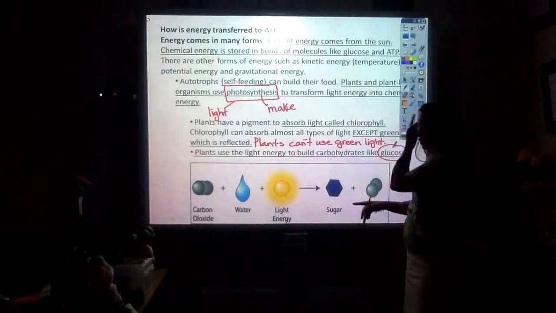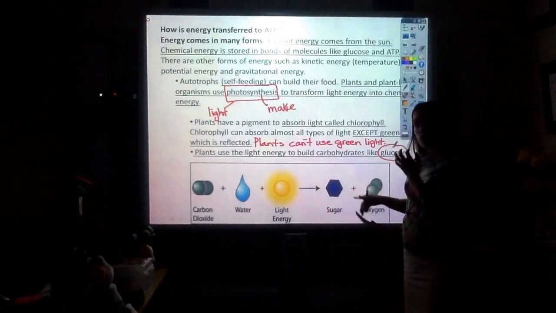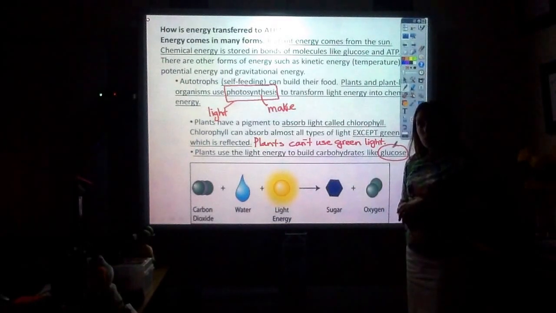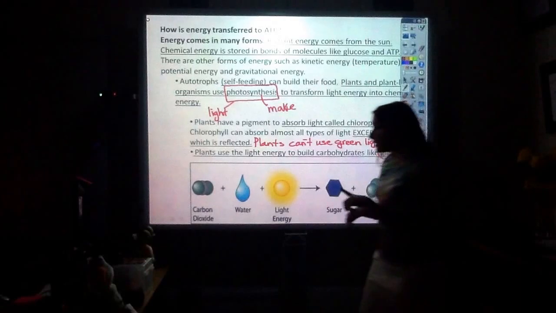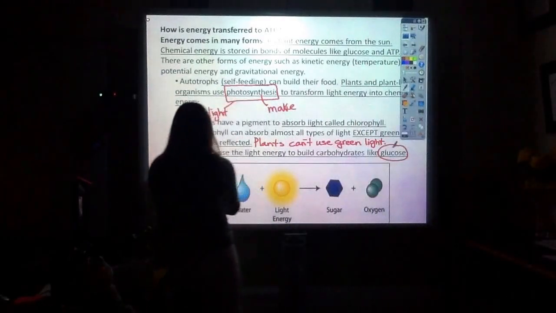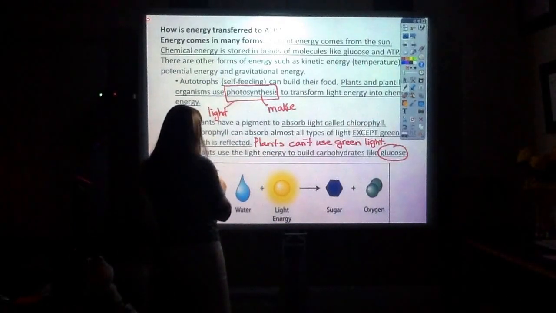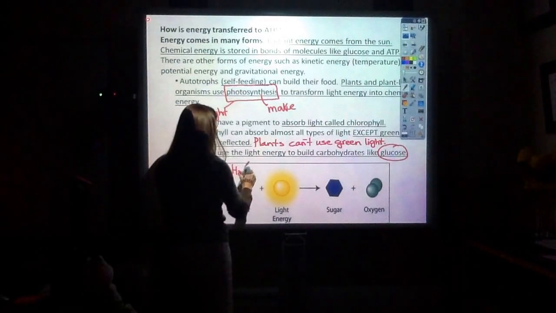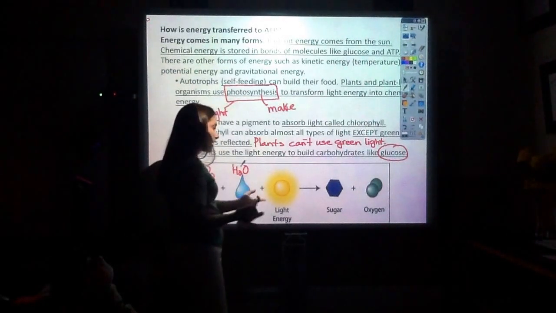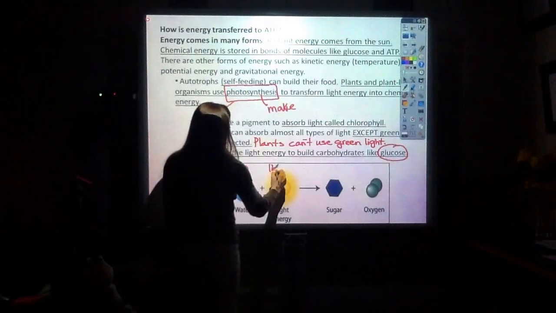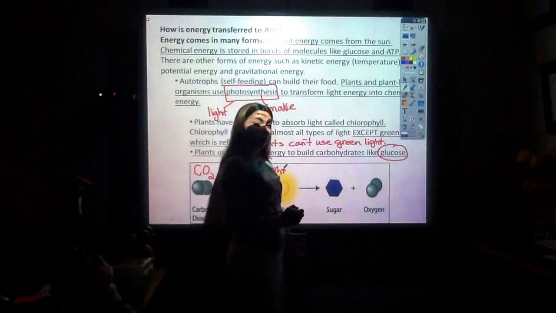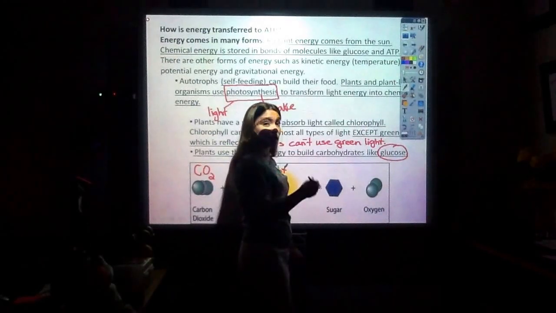So I'd like for you now to actually add in the chemical formulas, because you should know these chemical formulas from when we learned respiration. The chemical formula for carbon dioxide is CO2. The chemical formula for water is H2O. For light energy, we just have light. But sugar's the hard one to remember, but it comes in sixes.